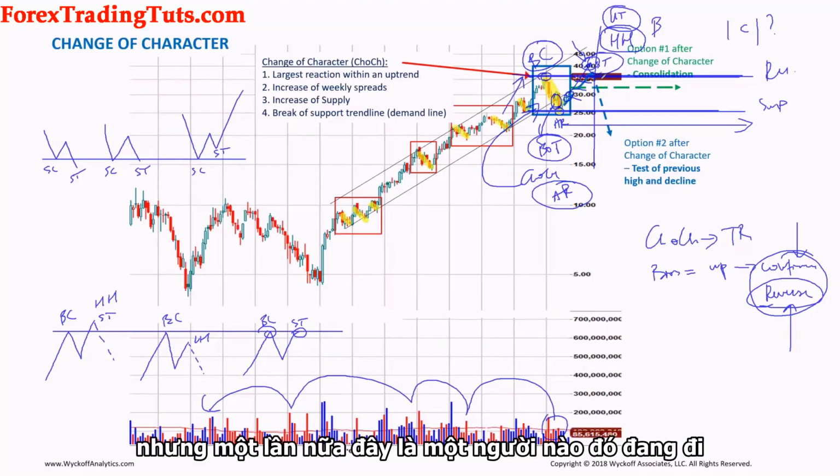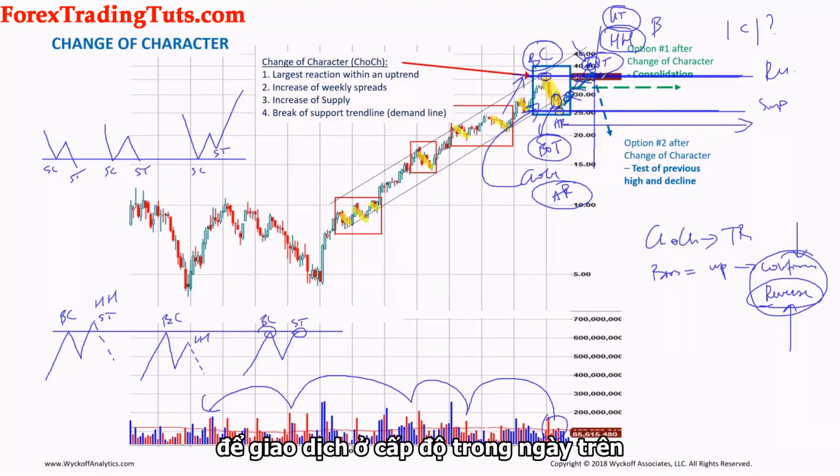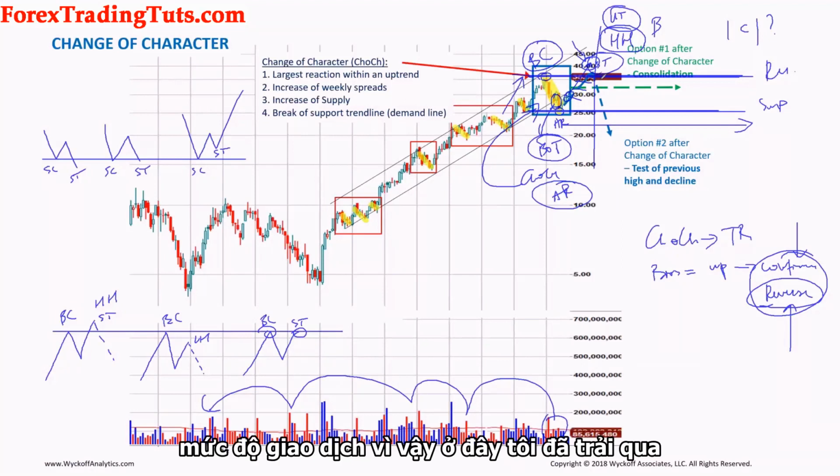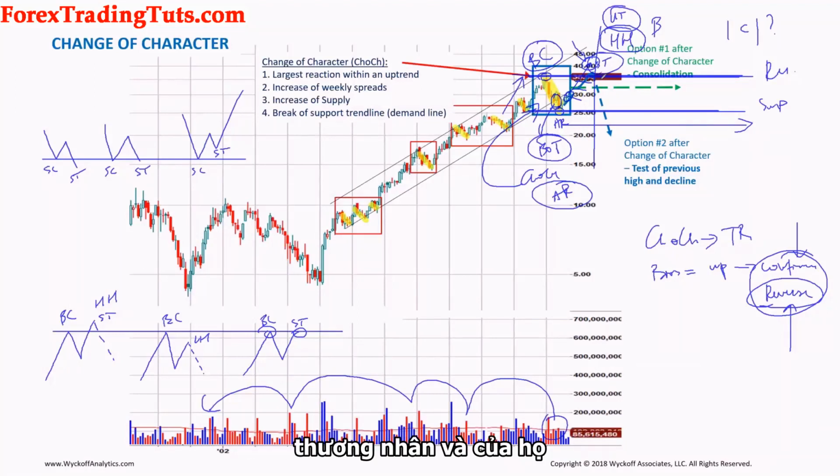But again, this is somebody who's going to trade on the intraday level, on the very, very short-term swing trading level. So in here, I went through all of the possible traders and their requirements as to how they would be thinking about the Wyckoff structure at this spot. Well, let's see what happens next.